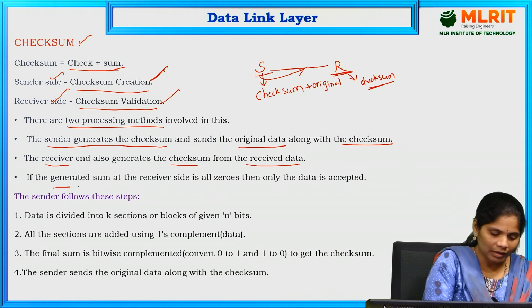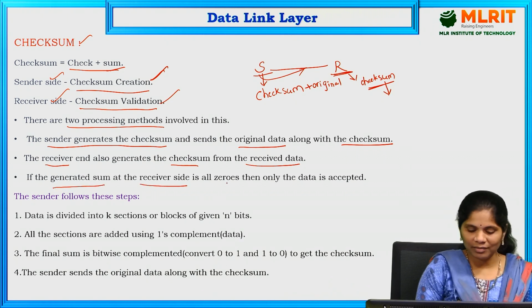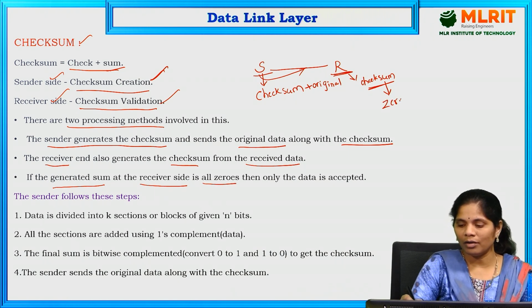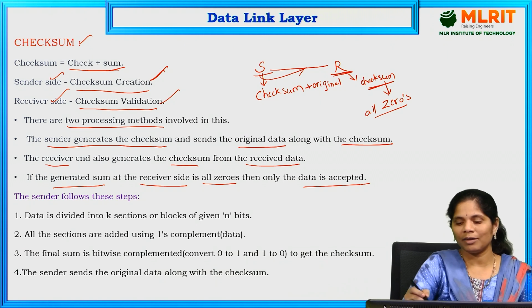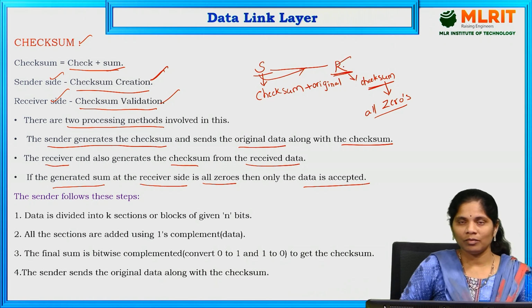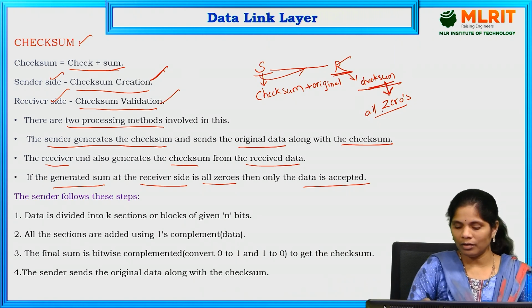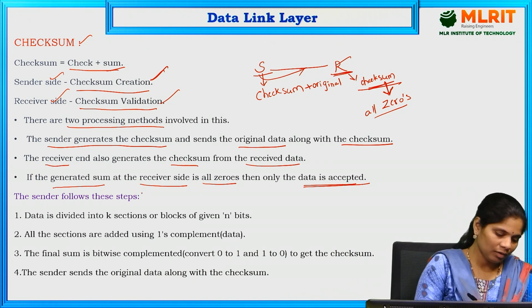If the generated checksum at the receiver side is all zeros, meaning the final sum comes out as all zeros, then the data is accepted. That is the main concept in checksum. Whatever data the receiver received from the sender, after doing the checksum, if it gets all zeros, then the data is accepted. That is the checksum. So how does the sender follow the steps?